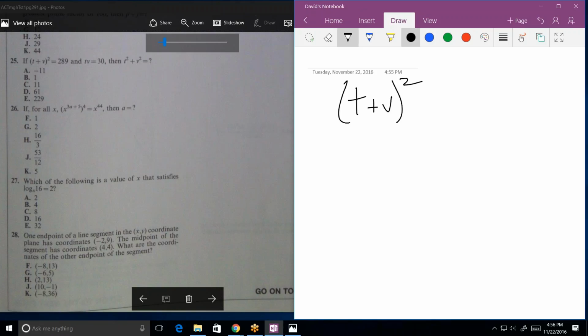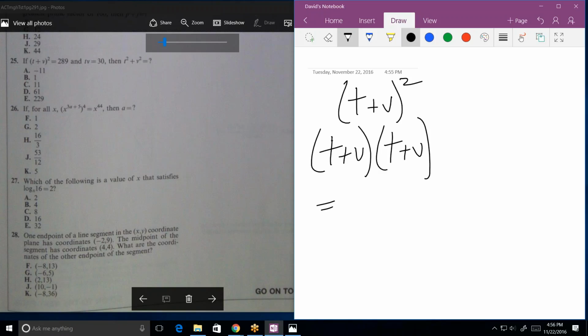So T squared plus V squared. No, that's the number one mistake made in algebra. Here's what it is. T plus V times T plus V, right? That's what it means to square something. Square. Yeah. So what do you get? You get 2T plus 2V.